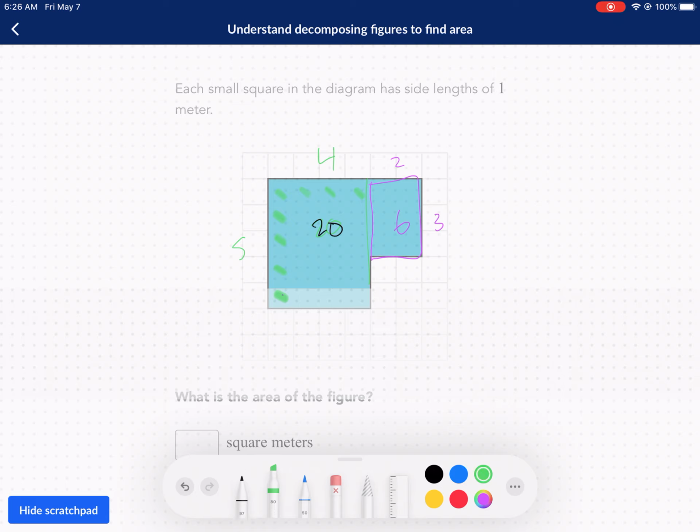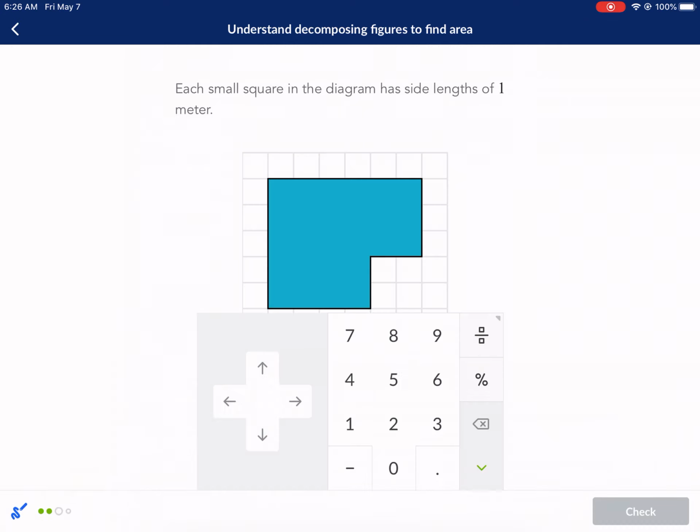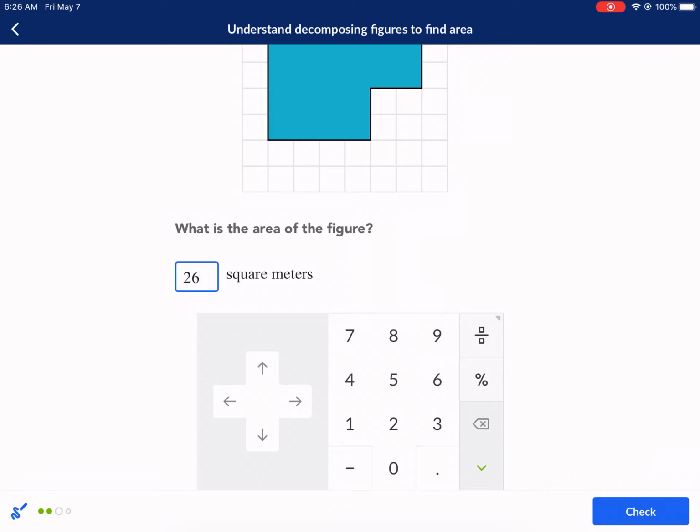Now, you could just count each one of these squares. So 1, 2, 3, 4, 5, 6, 7, 8, 9, 10, 11, 12, 13, 14, 15, 16, 17, 18, 19, 20, 21, 22, 23, 24, 25, 26. All right, 26. I hope you guys get my meaning.